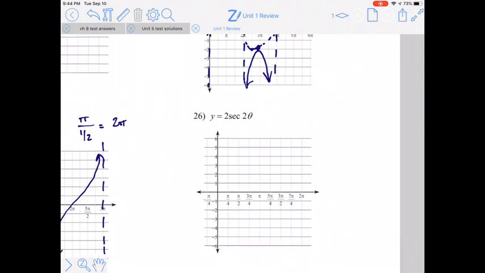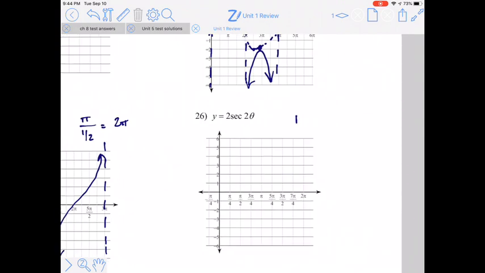Now for secant, period is 2 pi over b. So one cycle is going to end there at pi. And the secant graph is related to a cosine graph. And this cosine graph would have an amplitude of 2. And cosine, remember, starts at the top of its amplitude, comes down to the midline, bottom of the amplitude, back up to midline, and then ends at the top.